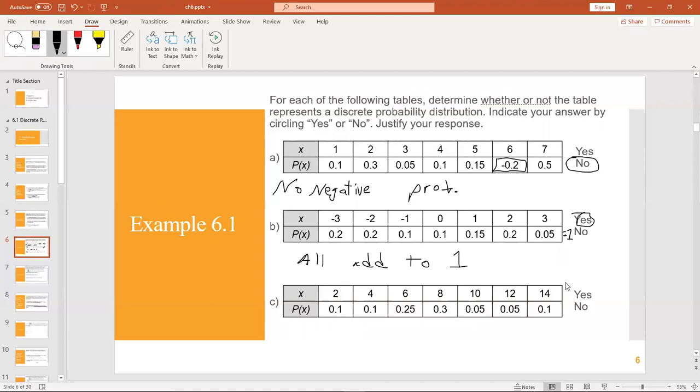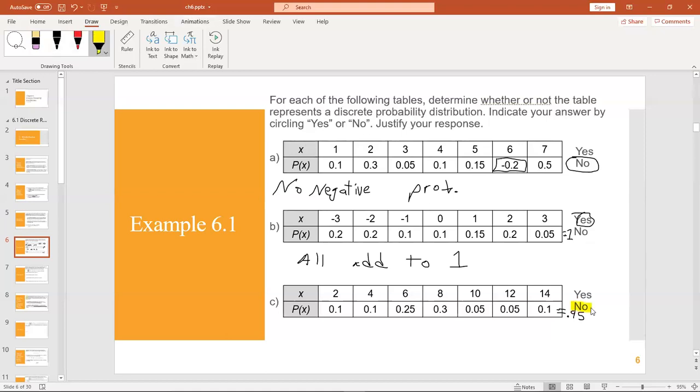All right. Next up, this one, everything seems legit. Nothing terribly suspicious going on here. You got some decimal values between 0 and 1. That's fine. Let's just see what they all add up to, shall we? 0.1 plus 0.1 plus 0.25 plus 0.3 plus 0.05 plus 0.05 plus 0.1. Well, that's interesting. These only add up to 0.95.